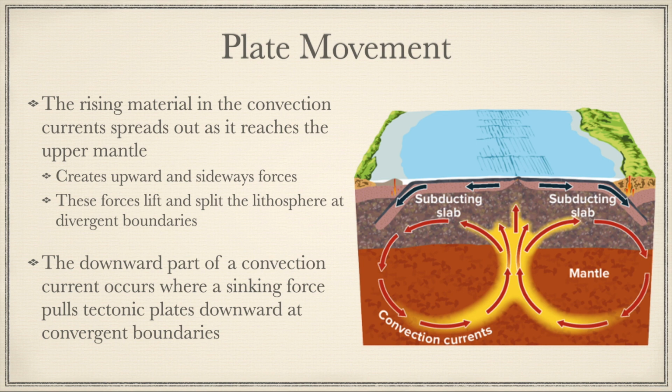Now, how does this cause plate movement? Well, the rising material and the convection currents spread out as it reaches the upper mantle. So we have this rising material here that basically rises up, hits the bottom of the plates, and basically has to spread out, has to go somewhere. It can't keep going up. So it hits those and it starts to spread out.